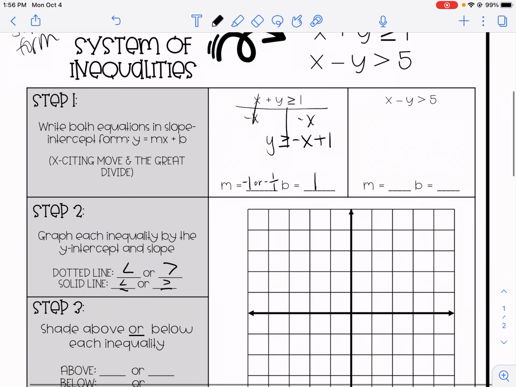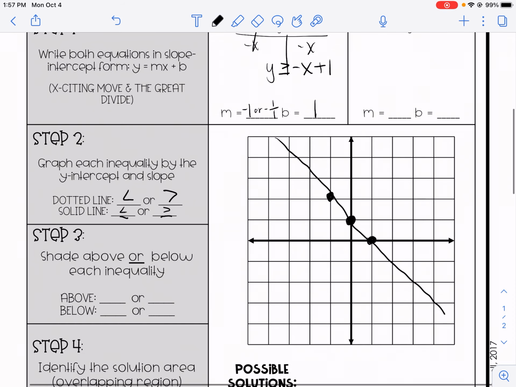So this first inequality we have, starting at the y-intercept is 1. Our slope is negative 1 over 1. So we can go up 1 and left 1. Or if you wanted to, you could go down 1 and right 1. And it is a solid line. So let's just do our best to have a straight line. There it is. And then we're going to shade.